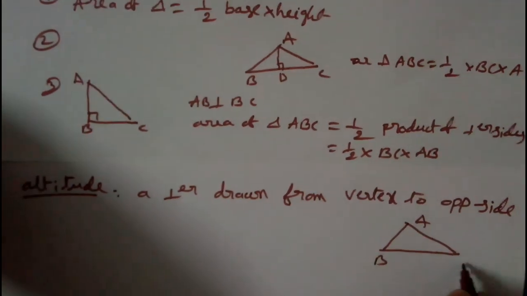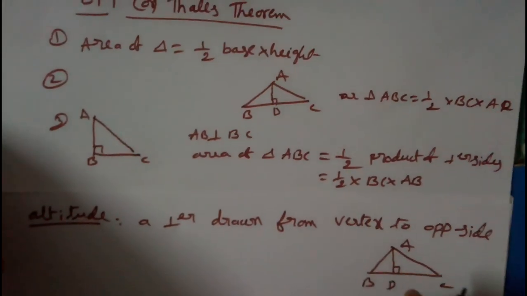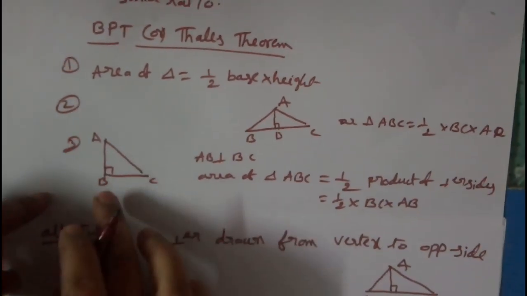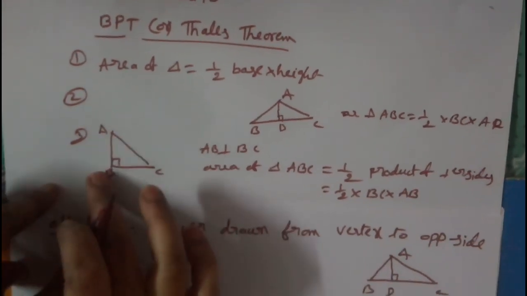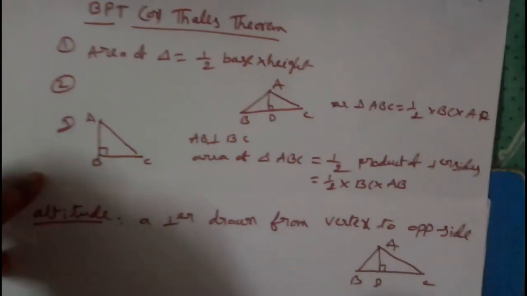It is a triangle ABC. Now here AD is the altitude. The length of the altitude is called the height of the triangle. Now if you consider the right triangle, BC is the base, AB is the altitude, a perpendicular drawn from vertex to opposite side. It is a right triangle. These two are the acute triangles.